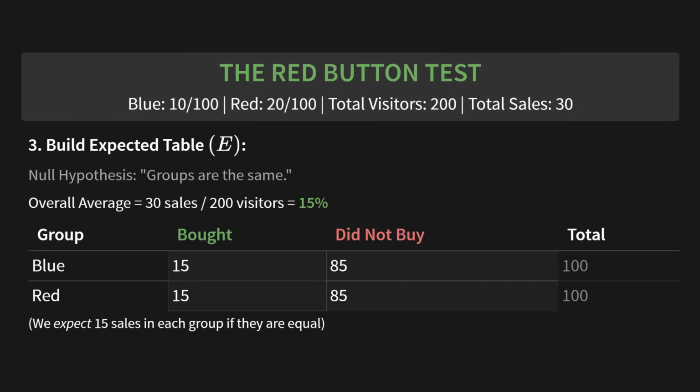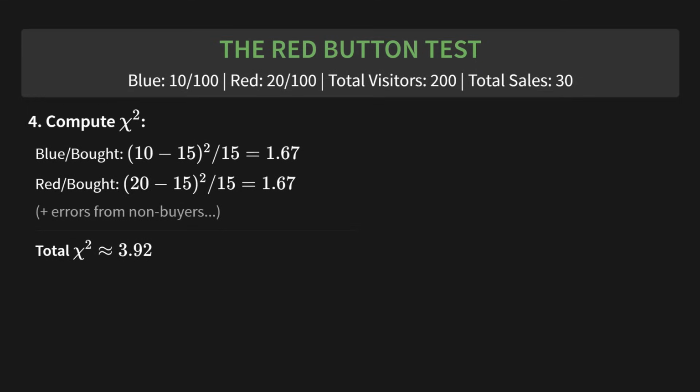And now, step 4, compute chi-square. We just plug the numbers from our observed and expected tables into the formula. For the blue group who bought, we observed 10, but expected 15. So that's (10 minus 15) squared divided by 15, which is 1.67. For the red group who bought, we observed 20 and expected 15. So that's (20 minus 15) squared divided by 15, which is also 1.67. Then we add in the errors from the non-buyers, and our total chi-square value comes out to about 3.92.